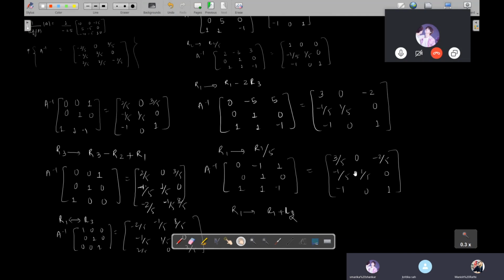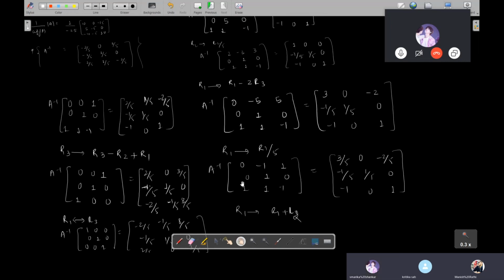So here we have made the mistake, if you see. R1 changes to R1 plus R2. It should be 2 by 5. 0 plus 1 by 5 will be 1 by 5. I have written that over here. So it would be 1 by 5 and it would be minus 2 by 5. After applying this, we will be left with R3 changes to R2.